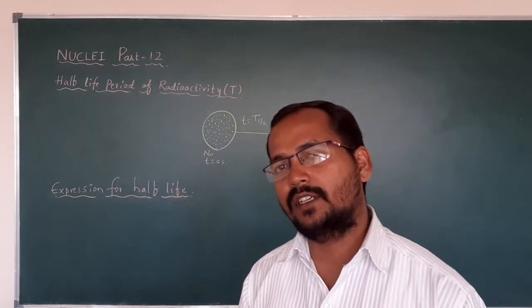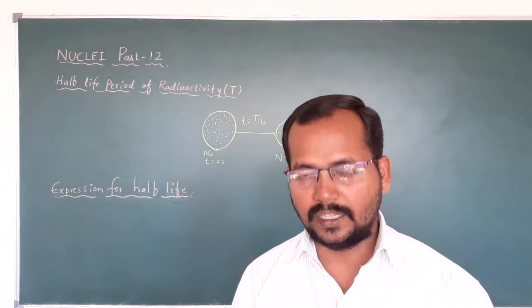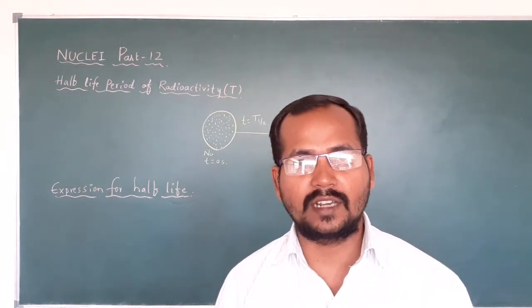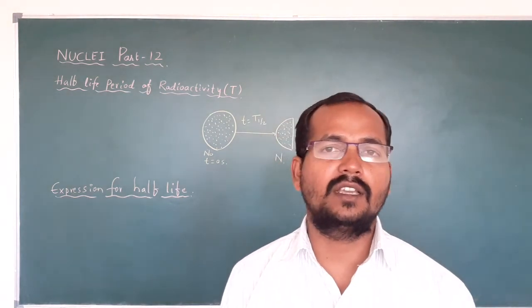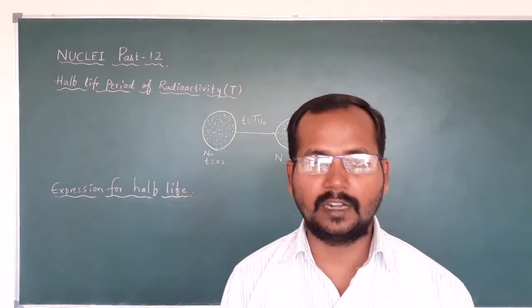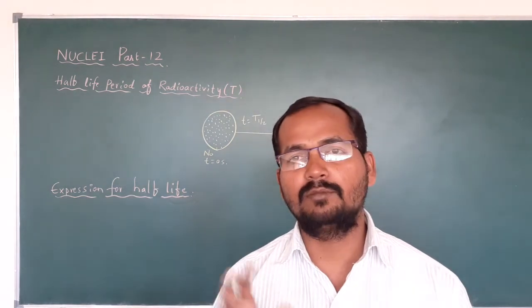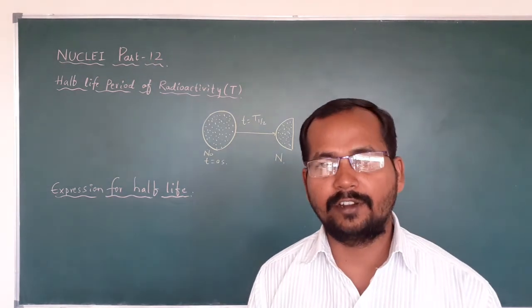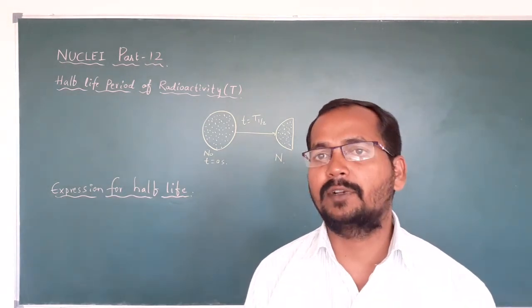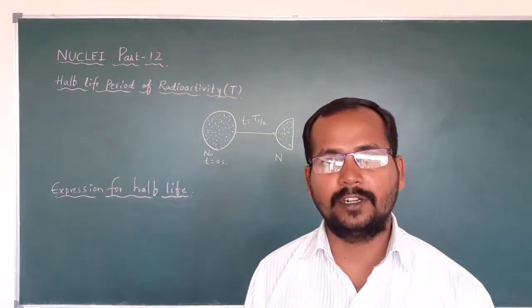So yesterday we discussed N is equal to N naught e raised to minus lambda t. We have proved that radioactive decay is exponential, right? That we proved yesterday, and this is important for 5 marks. Today I am going to deal with the half-life period of radioactivity, and the expression for half-life of radioactivity.